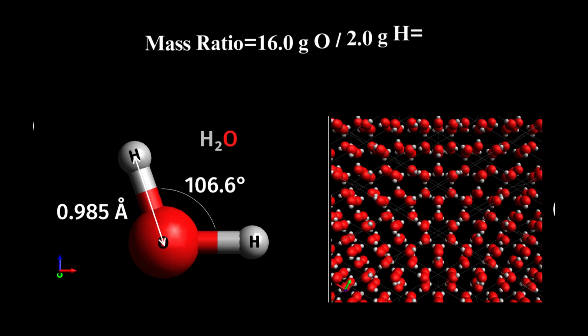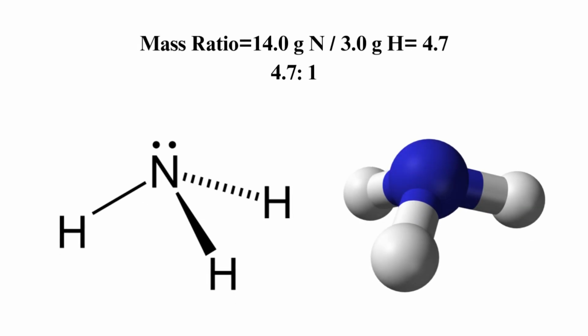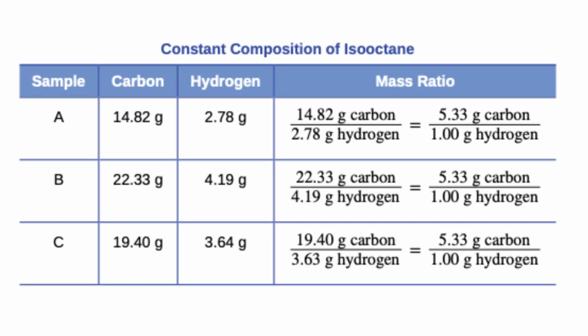Water, for example, always breaks down into 8 parts oxygen and 1 part hydrogen by mass. Ammonia always contains nitrogen and hydrogen in a 4.7:1 ratio. These consistent numbers could only mean one thing: matter is made up of atoms combining in specific fixed ratios. But Dalton saw something even deeper.